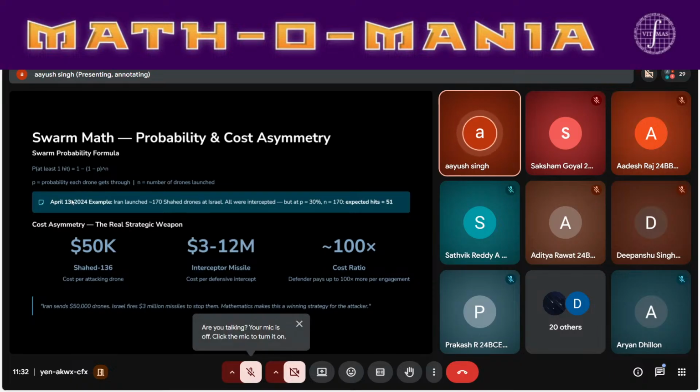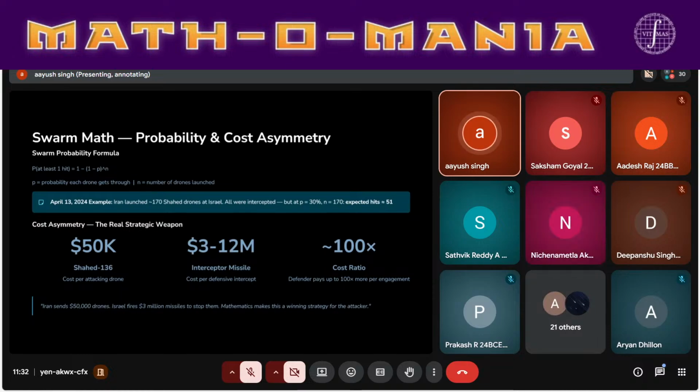So, the probability of at least one hit is equal to 1 minus (1 minus p) raised to n, where p is the probability that each drone gets through the interceptor, which we are going to talk about in the upcoming slides. So the probability of not getting through for one such weapon is 1 minus p. Then the probability of n weapons not getting through is (1 minus p) raised to n, and the probability of at least one hit is 1 minus this term. Here n is the number of drones which we have launched.